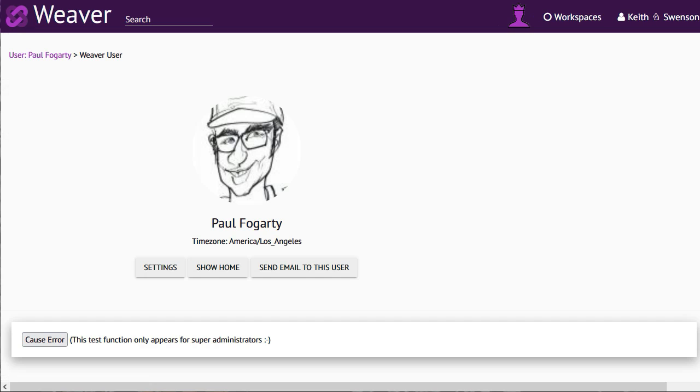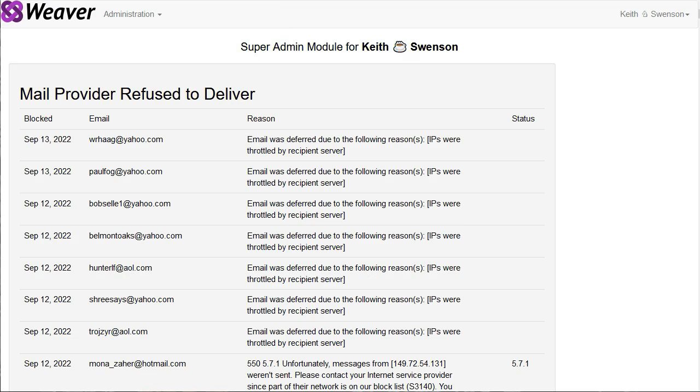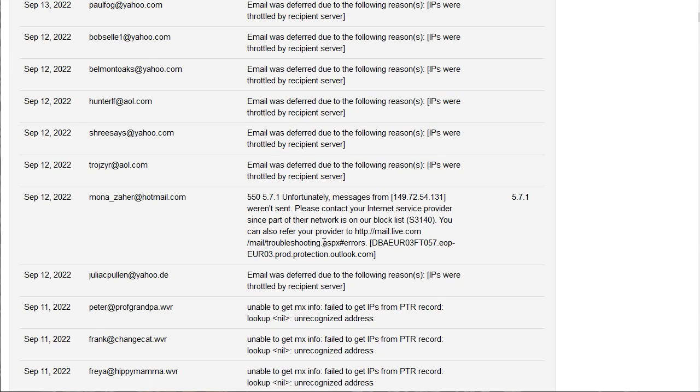There's a number of other, more interesting messages, I think, that sometimes we get. This is Hotmail. So Hotmail is saying they're on some sort of a block list. You can also refer your provider to this troubleshooting, so you can go there and see it. But again, Hotmail is basically saying, hey, we're not picking up any email from this server because we don't like that server, which is absolutely crazy.